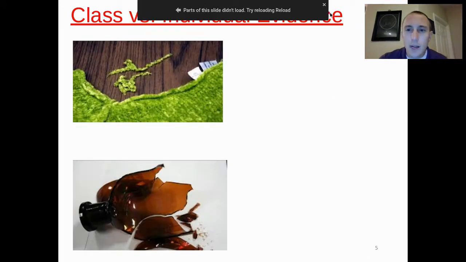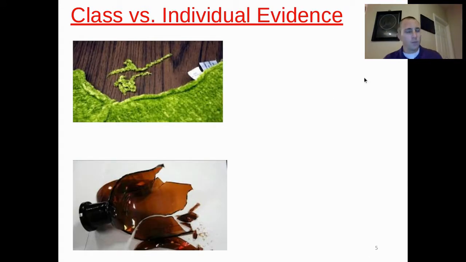All right, so let's look at a couple of examples here. Let's say that we have these little green fibers that were found at a crime scene, and then we got this sweater from the residence of a suspect there.